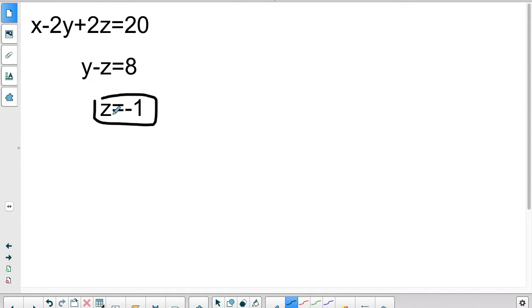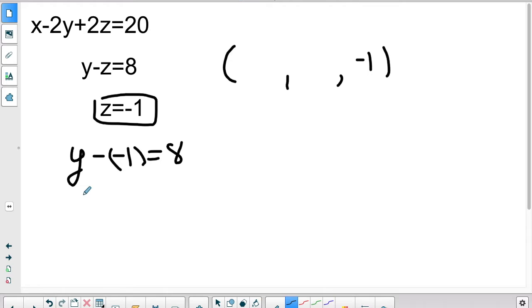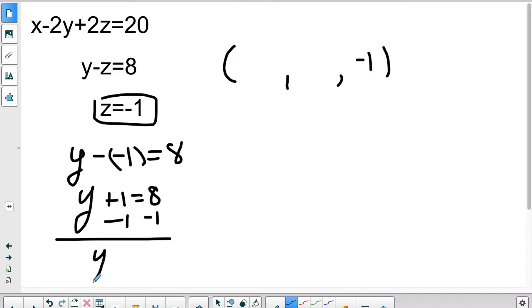So we found z. So x, y, z. Well, z is negative 1. Now we can plug negative 1 in here, and we get y minus negative 1 equals 8. Well, negative and negative make a positive, so we have y plus 1 is equal to 8. Subtract 1 from both sides, and we get y is equal to 7.